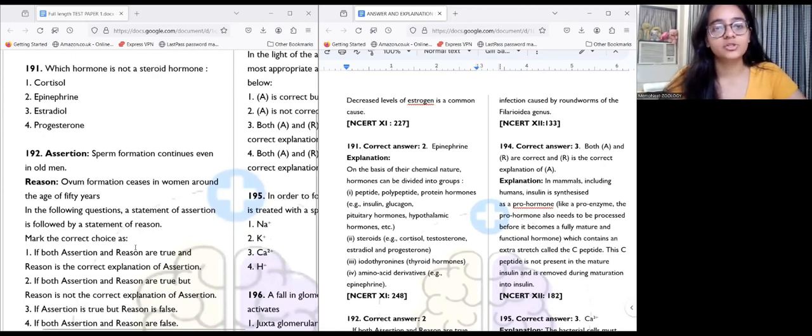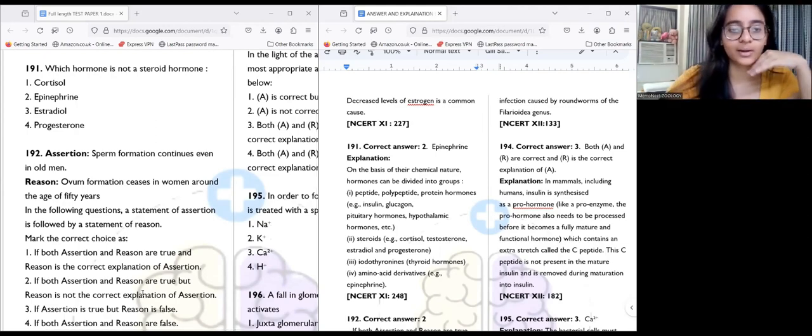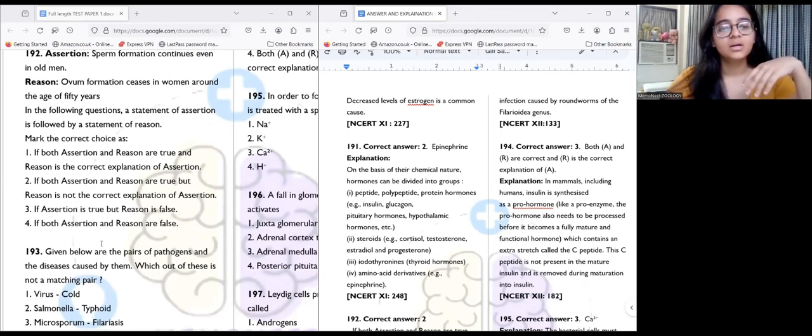Now we have an assertion and reasoning type of question, 192. Sperm formation continues even in old men. That's true. Ovum formation ceases in women around the age of 50 years. Is that true? Yes. So the assertion is true and the reason is also true, but one is for females and one is for males. Are they related, or is it the explanation for the other? No. So the answer is option number two: assertion and reason are true, but it's not the correct explanation for the assertion.